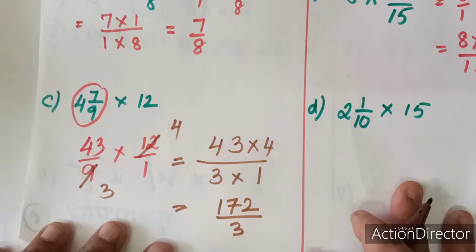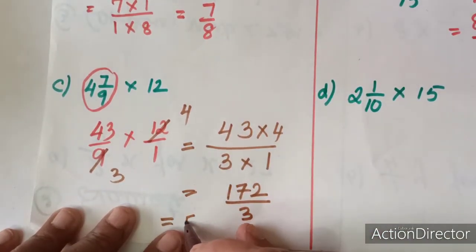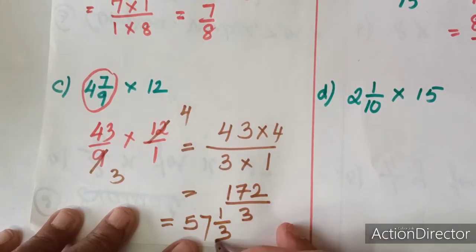Again, you can simplify and write it as a mixed fraction: 5 3s are 15, 7 3s are 21. So 57 1 upon 3.